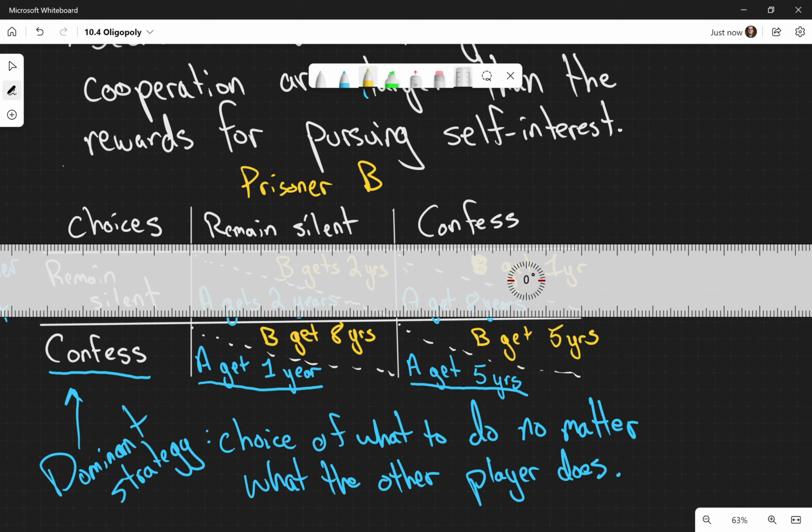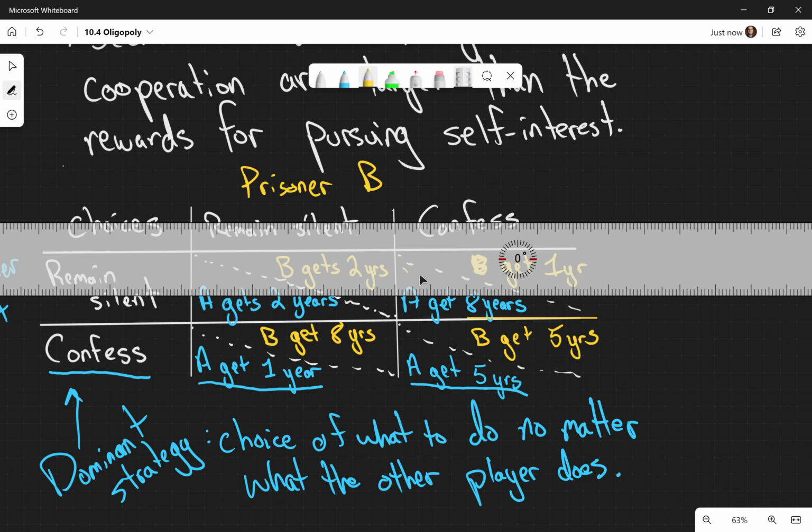So if we cover up prisoner A remaining silent, if we assume that prisoner A is going to confess, as prisoner B, I can remain silent and get 8 years, or I can confess and get 5 years, right? So what am I going to want to do? I'm going to want to confess, right? Because 5 years is less than 8 years. So prisoner B is going to get 5 years.